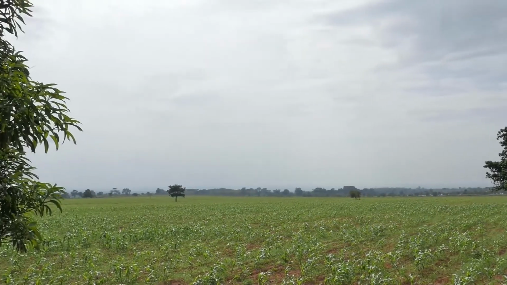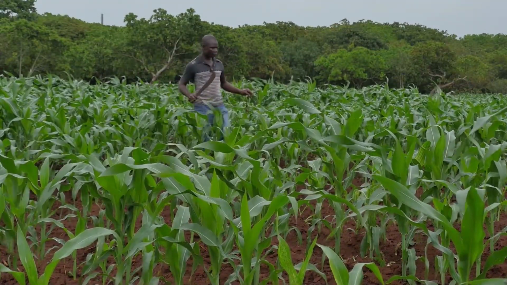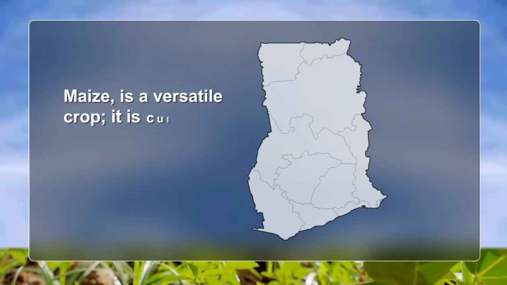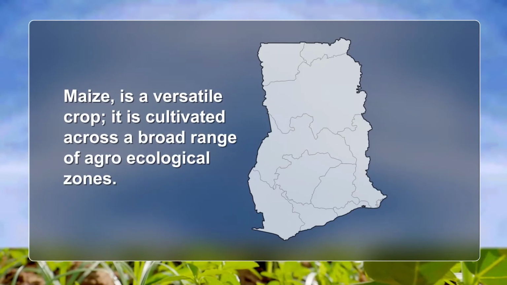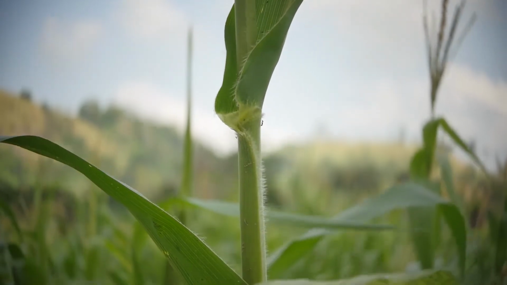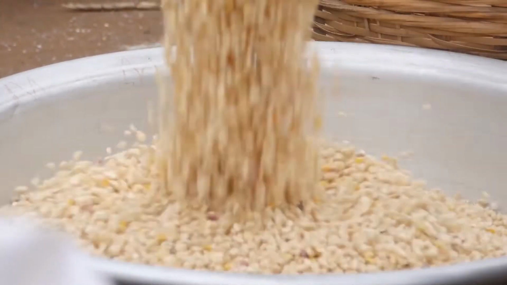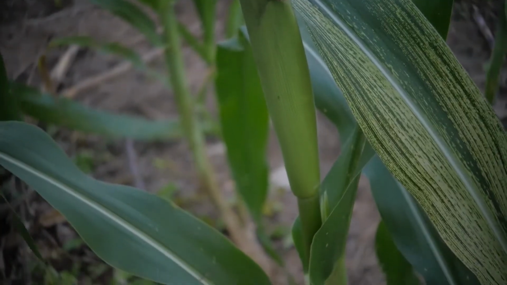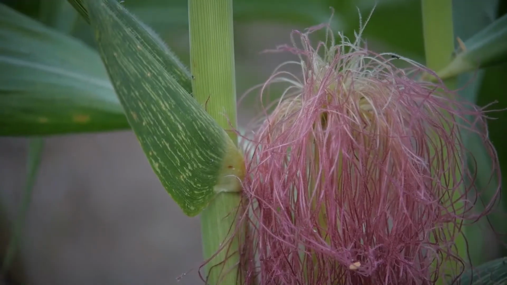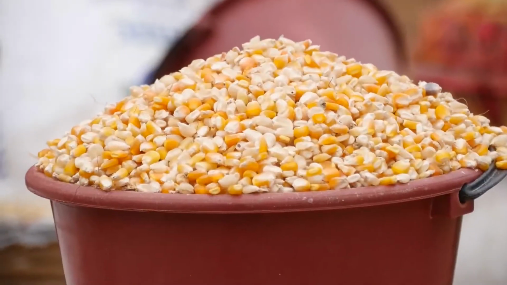Maize is a versatile crop growing across a broad range of agroecological zones. In Ghana, it is grown in the forest, transition, southern regions, upper west, upper east, and northern regions of Ghana. Every part of the maize plant has economic value. The grain, leaves, stalk, tassel, and cob can all be used to produce a large variety of food and non-food products.